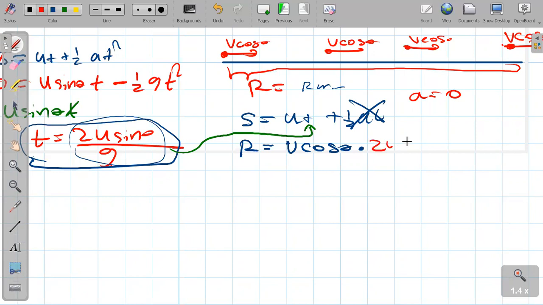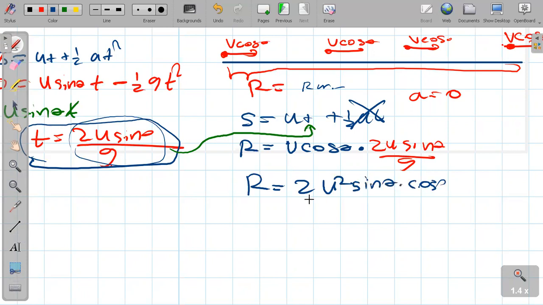2u sine theta over g. Now R equals, I can write it like 2u squared sine theta cos theta over g. Right.